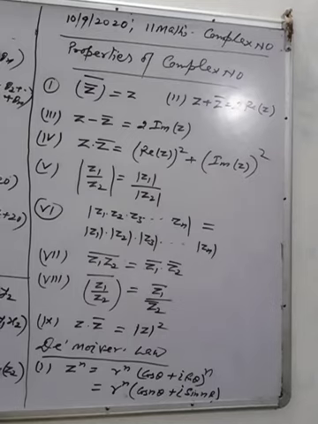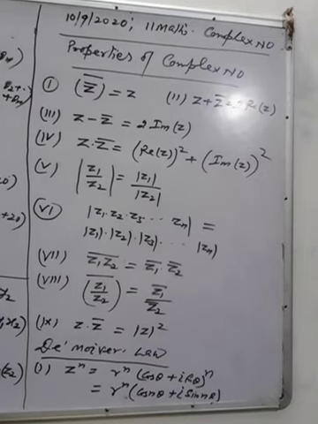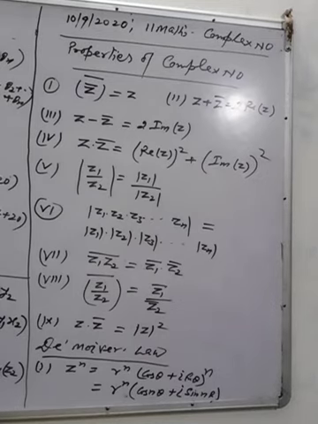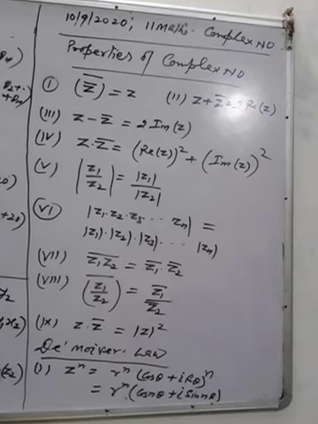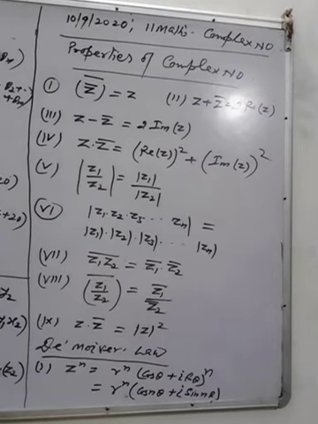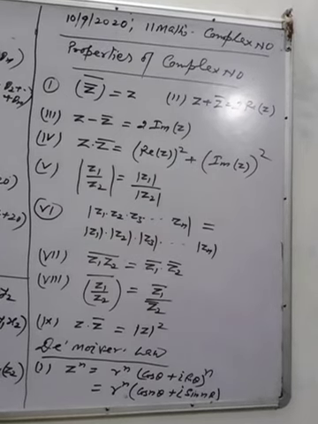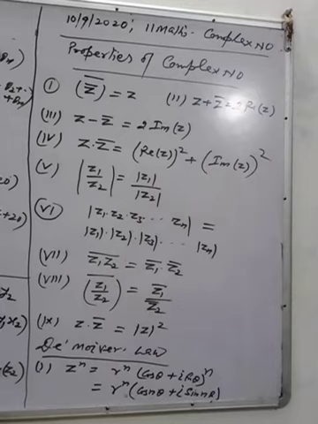if z is x plus iy and z bar is x minus iy, for conjugate you only change the sign of the imaginary part. So z is x plus iy and z bar is x minus iy. When you multiply, you will get the square of the real part of z. In short form you can write Re, Re means real part of z, plus Im means imaginary part. Square of the imaginary part of z plus square of the real part of z.